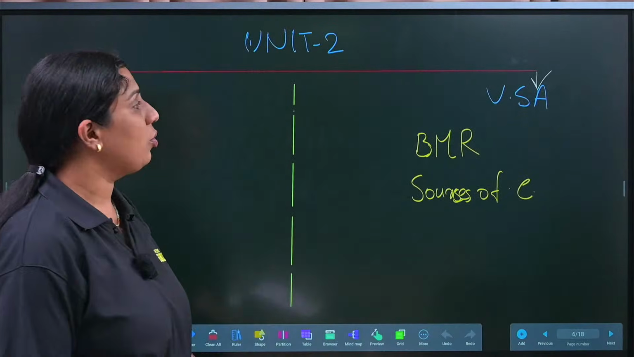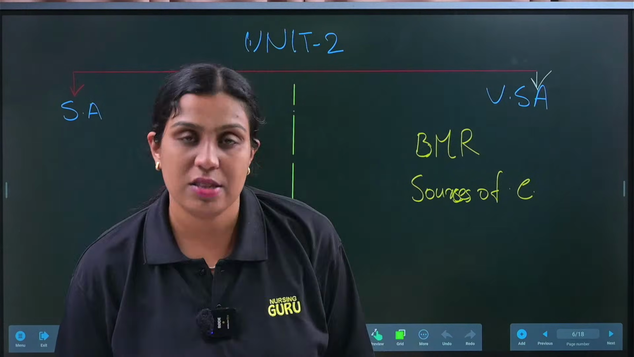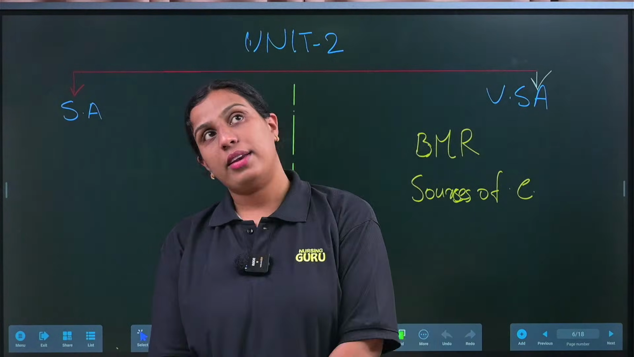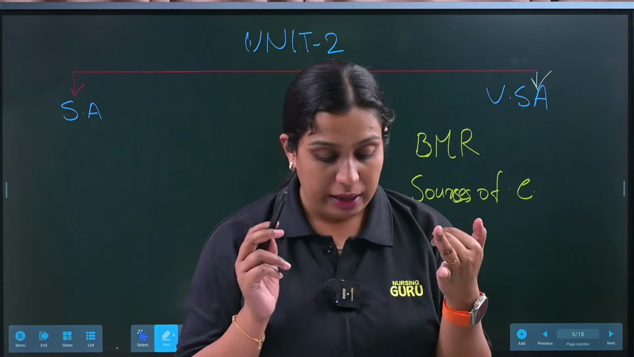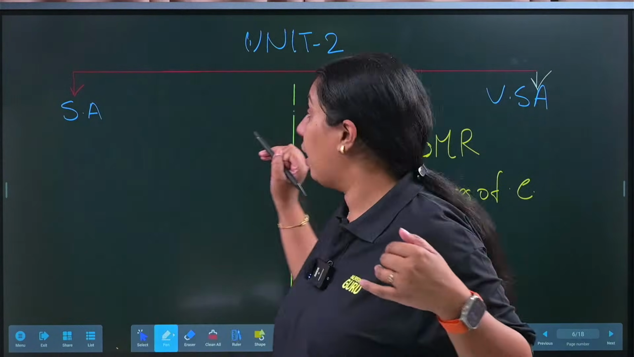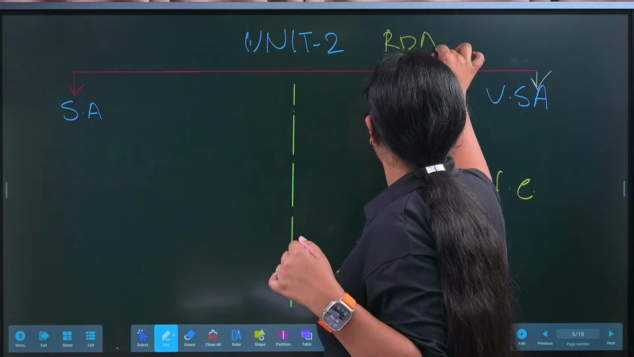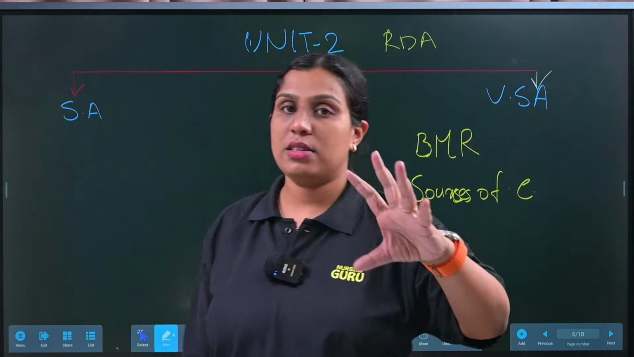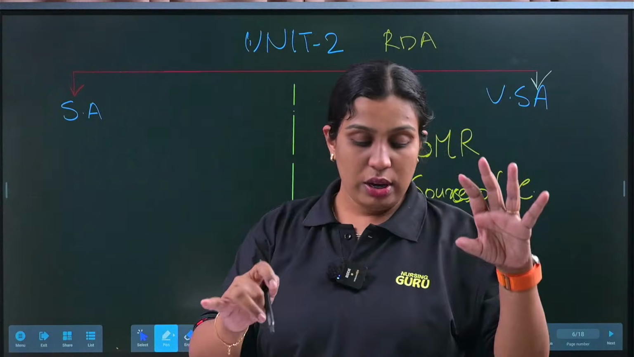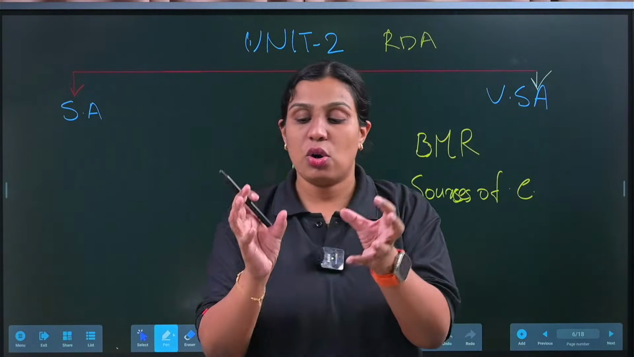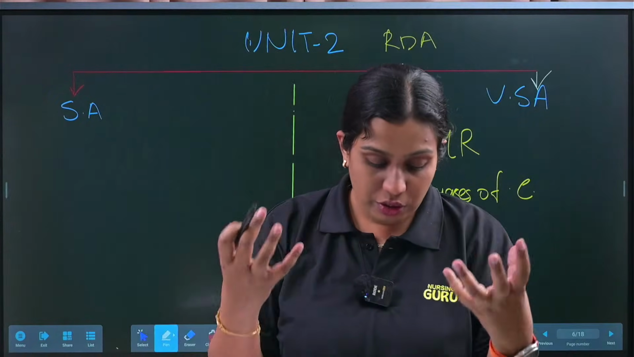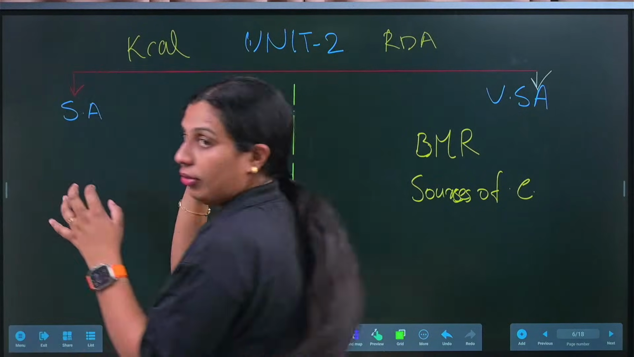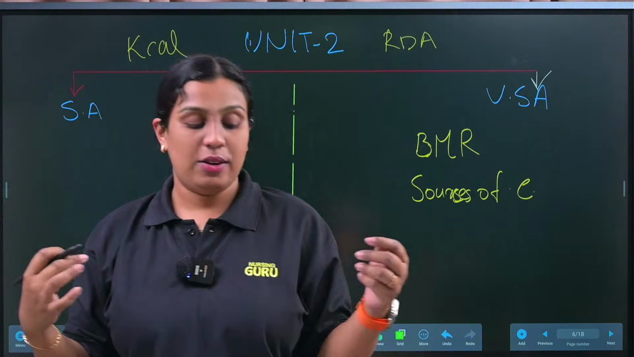So next is unit 2. What type of questions can we expect? Unit 2 is discussing carbohydrate: its composition, recommended daily allowance (RDA), dietary sources and functions. These are included in carbohydrate, and also energy. A small portion talks about energy. What is the unit of energy? Unit of energy is known as kilocalorie.